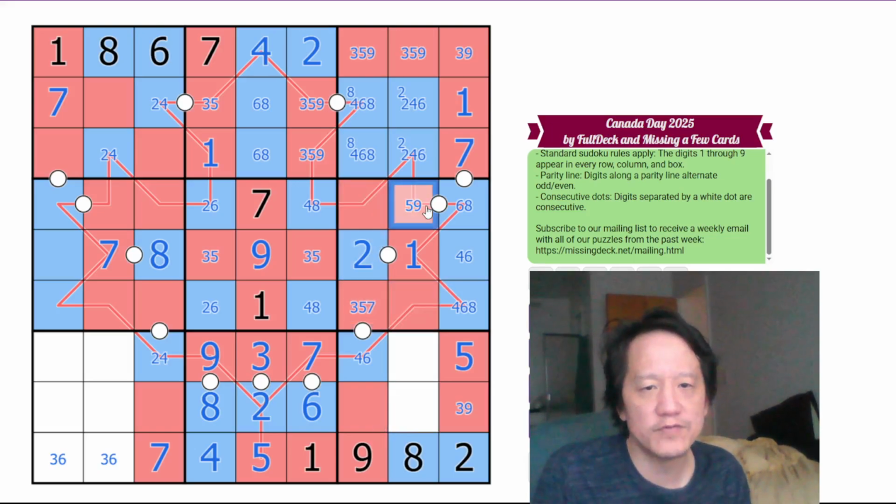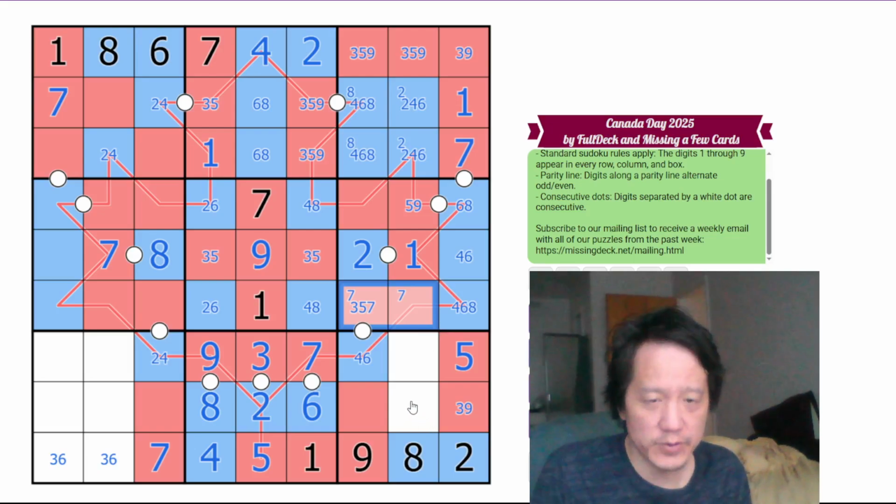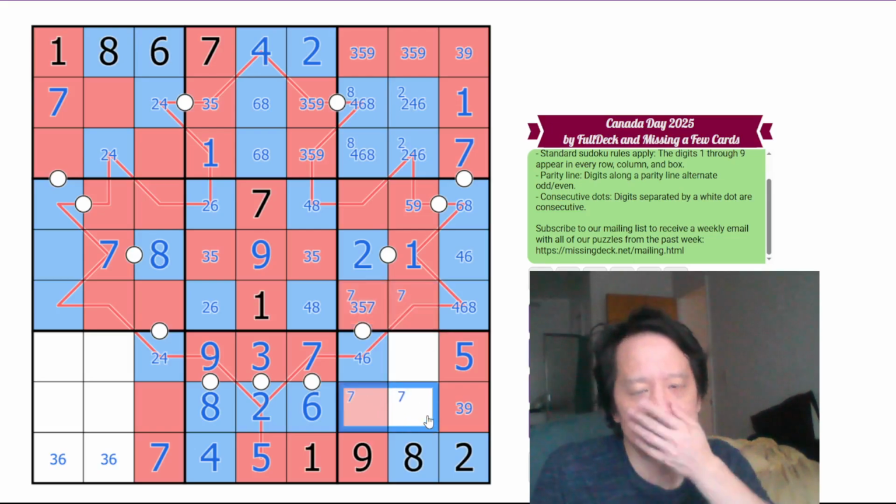Where is 7 in row 6? It must be one of these two. How about row 8? It has to be one of those two.